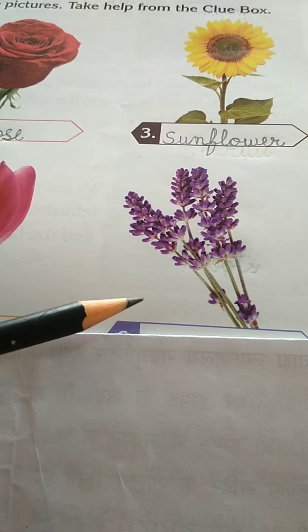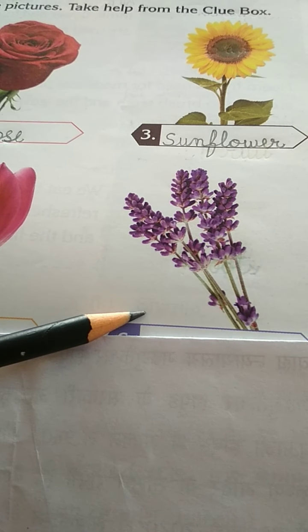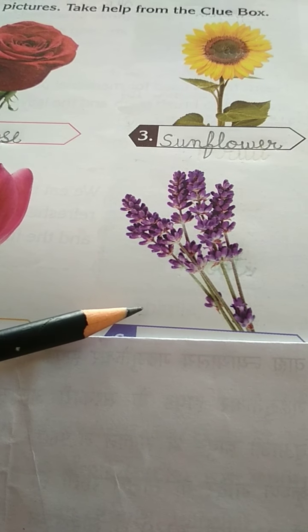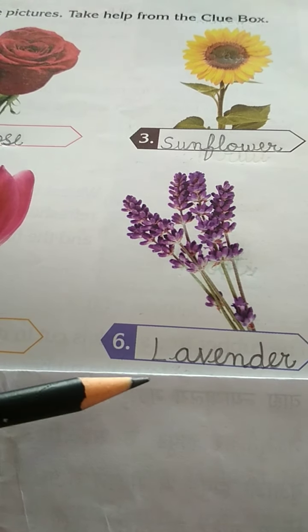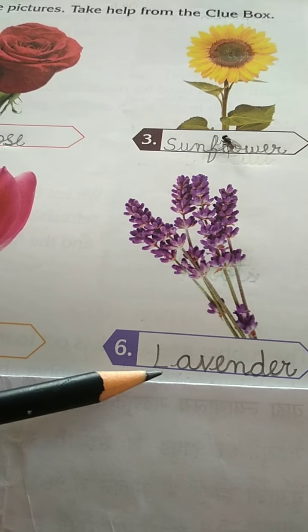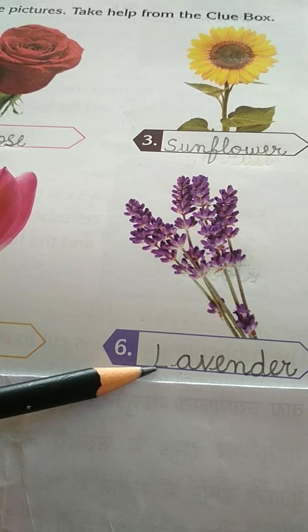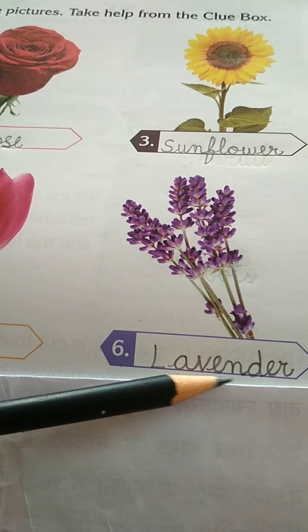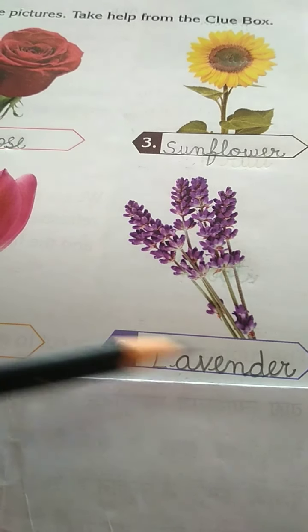Alright students, now we have come to the sixth picture, and I would like to tell you that this flower is known as lavender, students, and the spelling of the word is L-A-V-E-N-D-E-R, lavender.